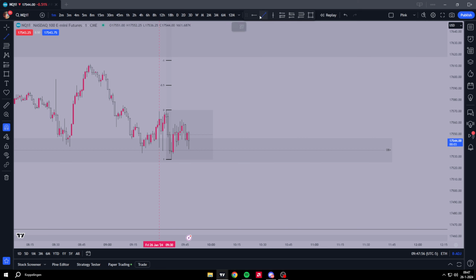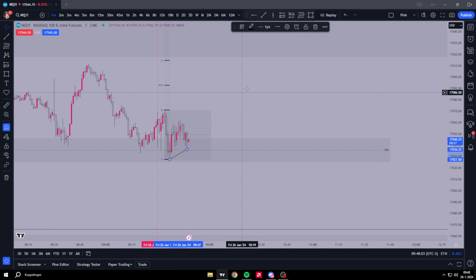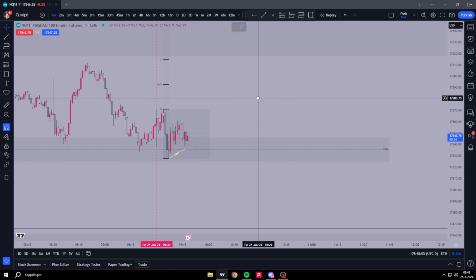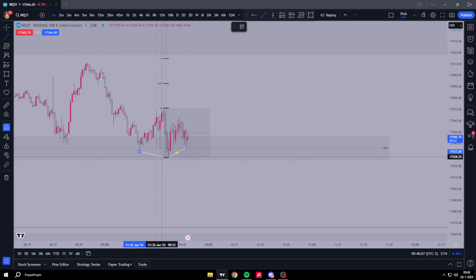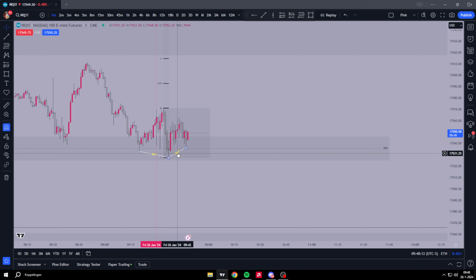You have an SMT with, oh, you have another SMT now. Now NQ is way stronger. So you have an SMT here, and you also have an SMT here. Right there. So you have two SMTs.